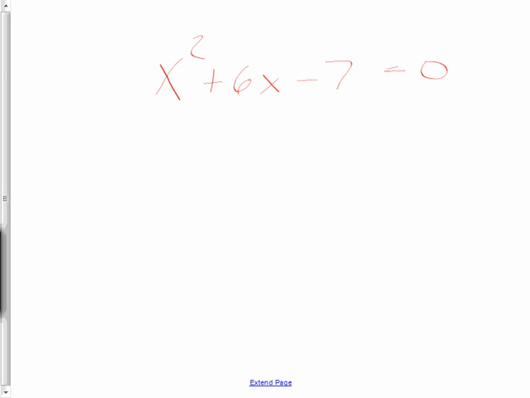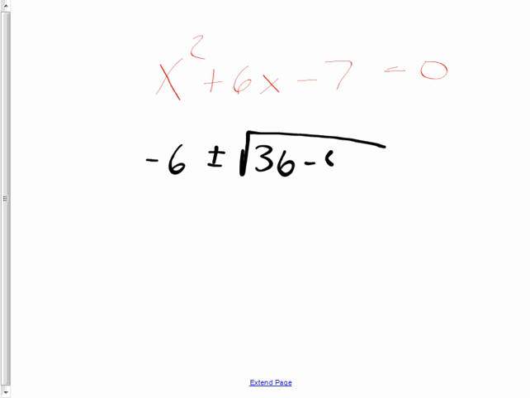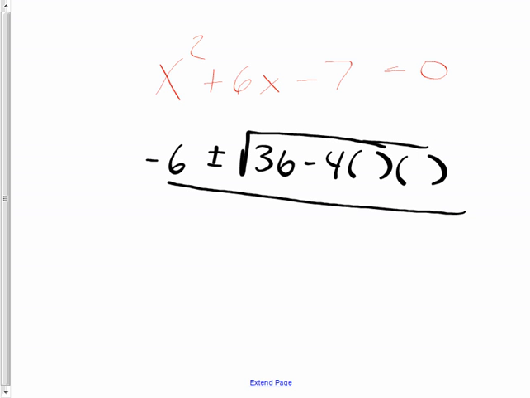So here's what you should have done. You should have done negative 6 plus or minus the square root of b squared, which is 36, minus 4ac, and the a and the c underneath the root are always the trouble spot. And 2 times 1 is 2. So I bet you a lot of you are going to get your test back, and you're going to look at yours, and you're going to figure out, what did I do wrong? And it'll be that you did something wrong underneath the root.